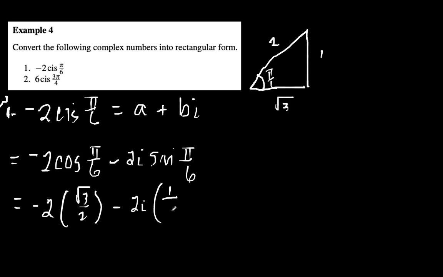Now, what is sine pi over 6? That's 1/2. Okay, and let's simplify. That's negative square root of 3 over 2. Sorry, negative square root of 3. Cancel yung 2, and cancel din yung 2 dito. So that's negative 1. So therefore, this expression is equal to negative square root of 3 minus 1.